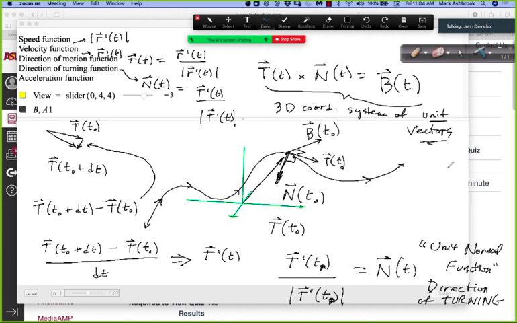Would the acceleration function be the second derivative of R? Oh, you're ahead of me, John. That's what we're going to do next. That's the right question, because we're just about to do that. But we have to talk about one more thing first. Can you wait a little bit?